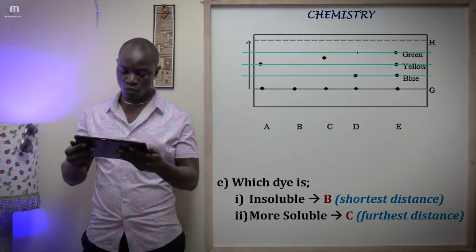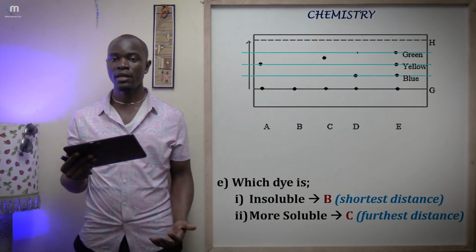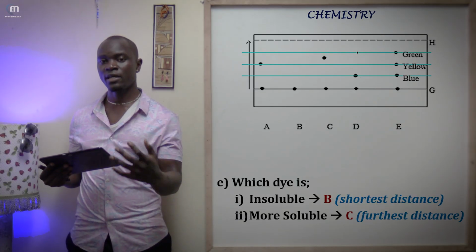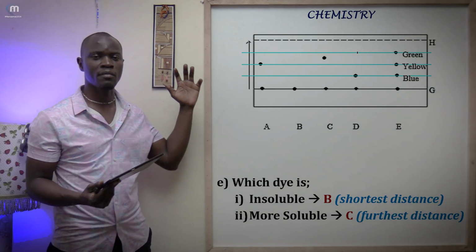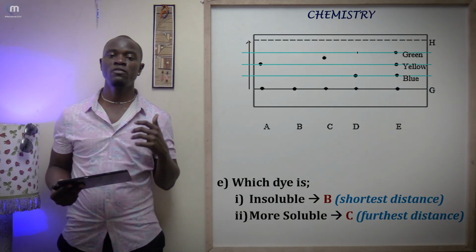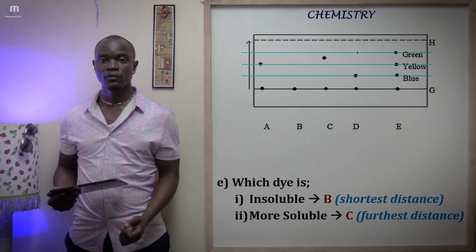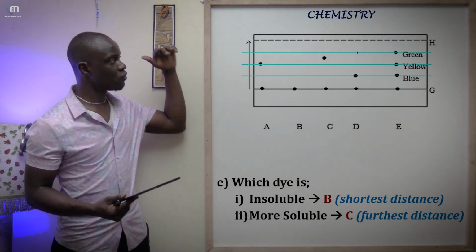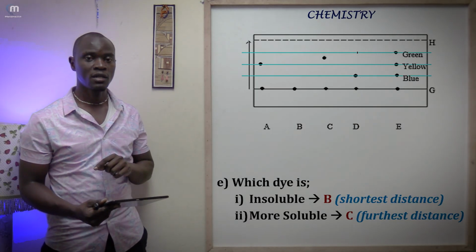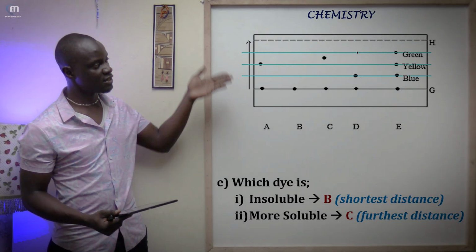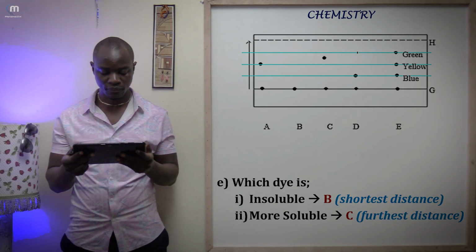So which dye is most soluble? The dye letter C is the most soluble. Why? Because it has moved the farthest distance. In this chromatogram or any other chromatogram, the pigment that has moved the farthest distance is always the most soluble. For example, if we had another one that moved to the solvent front, on the top side, that is what we could have said. But since we have C which has moved the farthest distance up, that is the one which is the most soluble.